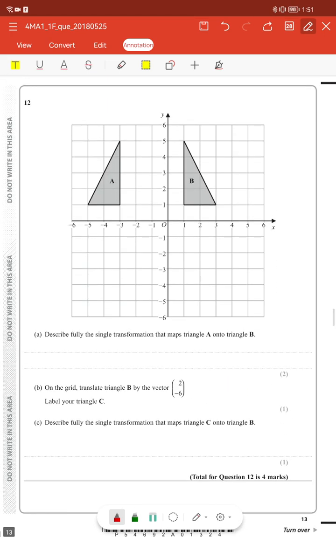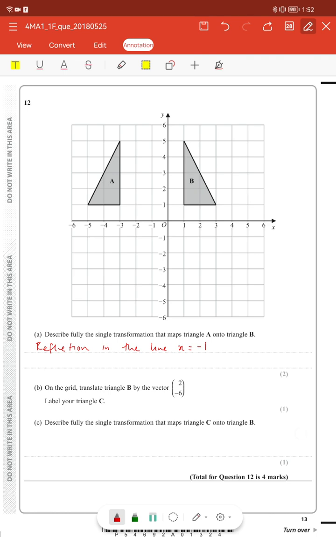Describe fully the transformation. So we can see that it has been reflected in this line here. So it is a reflection in the line x equals -1.